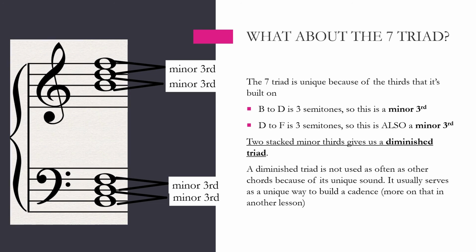This one has a special notation though, because lowercase 7 in this case is not enough information. That only tells us it's minor. We also need to put this little 0 in the upper corner, and that tells us that this is a diminished triad.